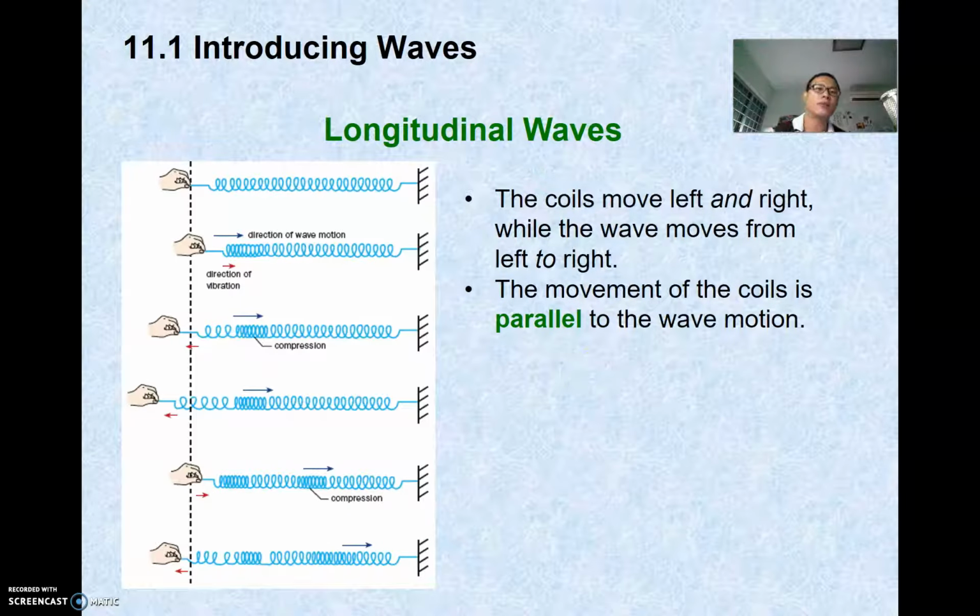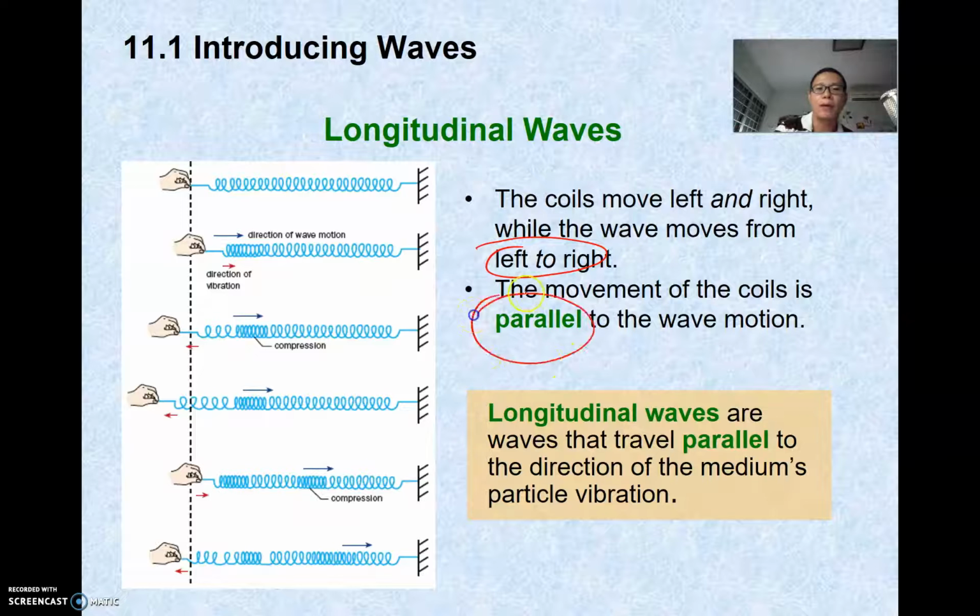Now, longitudinal will be the reverse, whereby the particle actually moves left and right, while the wave moves in the left-right motion. So for example, with the spring, if I pull the spring left and right, you'll find that the particles, or what we call the wave segment here, will only be moving in a regular motion of left and right also. So while the wave is moving from left to right, the particle will also be moving from left to right. This is what we call the wave travel, and the direction of vibration of the medium particles are parallel to each other.